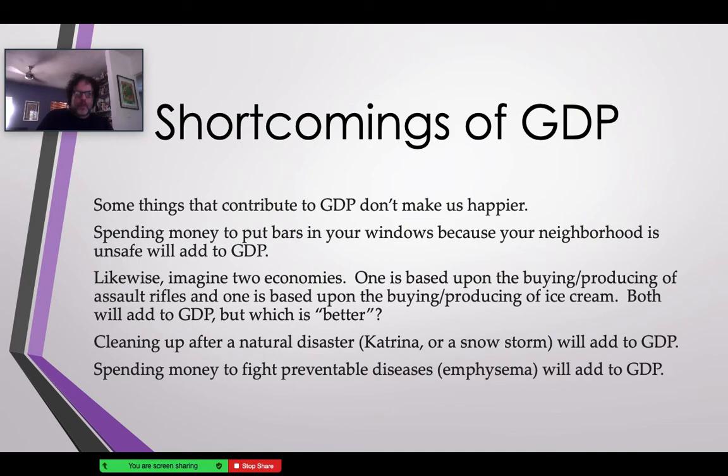Okay, and then spending money to fight preventable diseases, right? We're putting a lot of money into COVID. I don't think there's a single person that would say, great, our GDP is going up because of COVID. We want to be doing stuff, right? So GDP could be improving at some point, but we would rather not have it, okay?